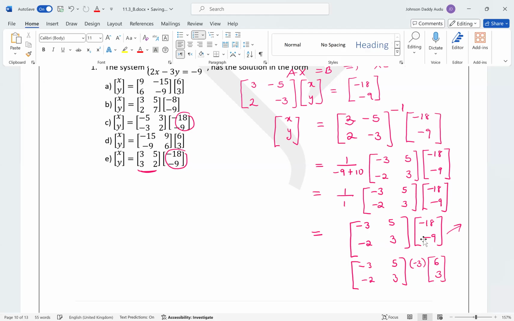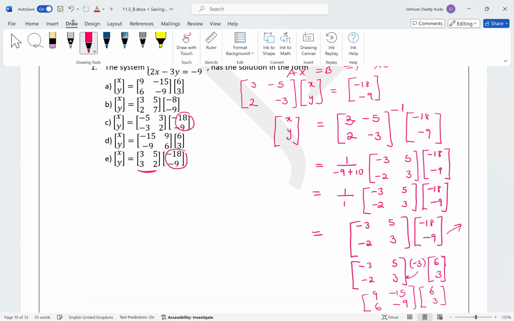Okay. And also we know that this is scalar multiplication. So this minus 3, we can just multiply it with this matrix. So this will become 9, minus 15, then 6, then minus 9. And then you will have this one, 6 and 3. So this is just using some properties of scalar multiplication. You can factor out minus 3 from this matrix and then multiply it with this one. So the right answer here, it's what? It's A.